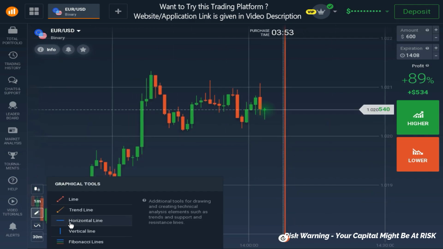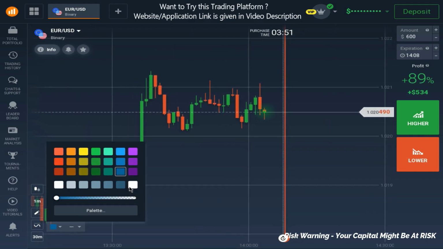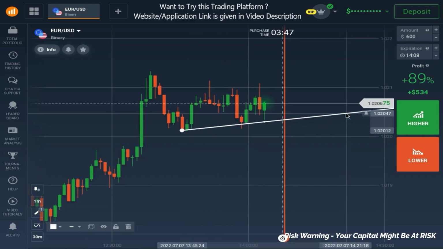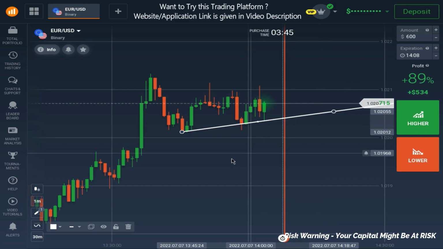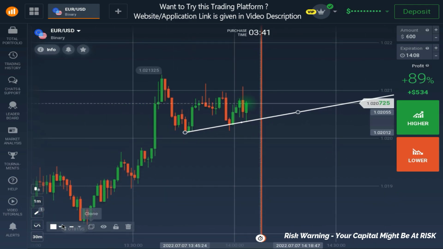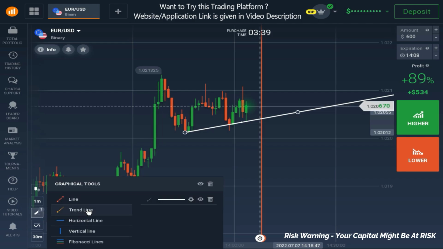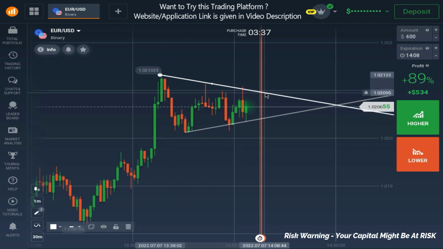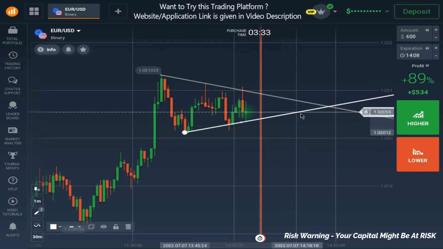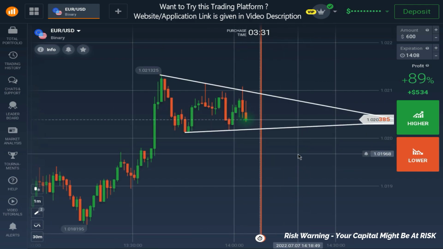So first of all, I will draw some key levels. We'll start by drawing a trend support level, and this is our trend support level, and we'll go by a resistance as well. So this is our resistance. Now we will include the wick as well.